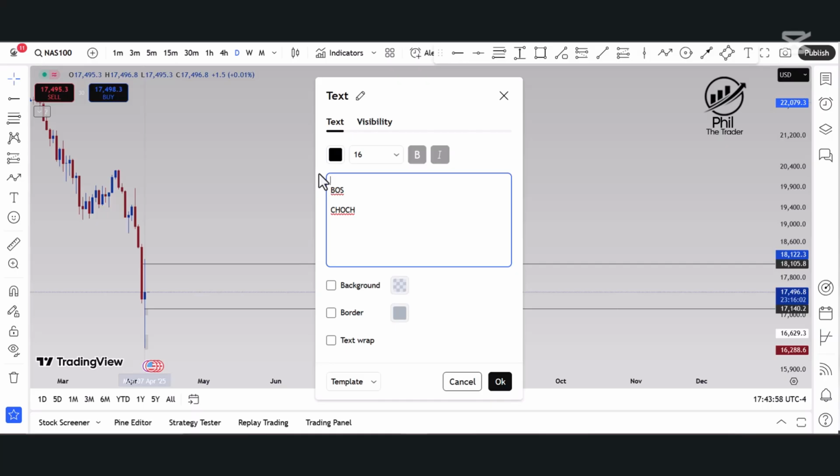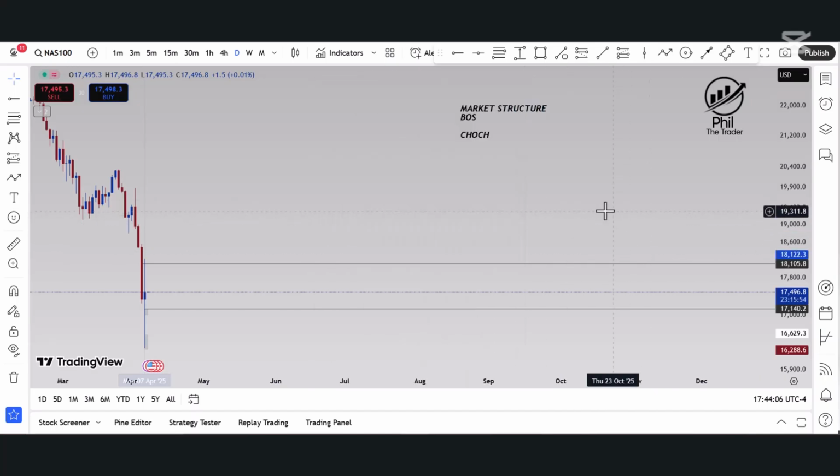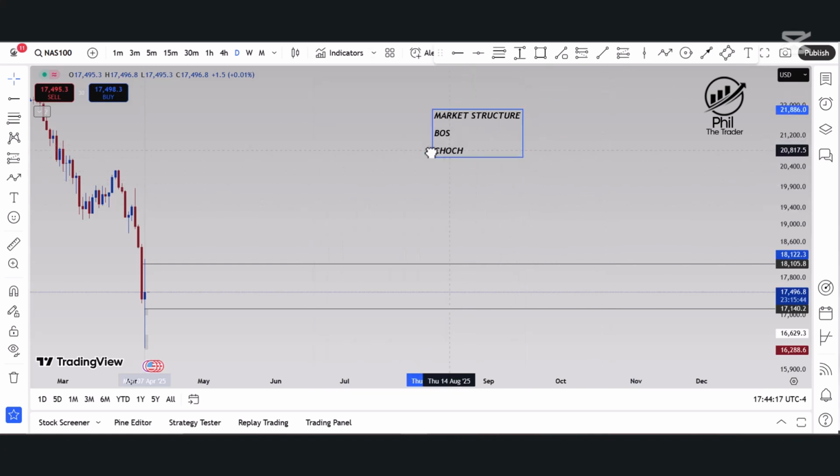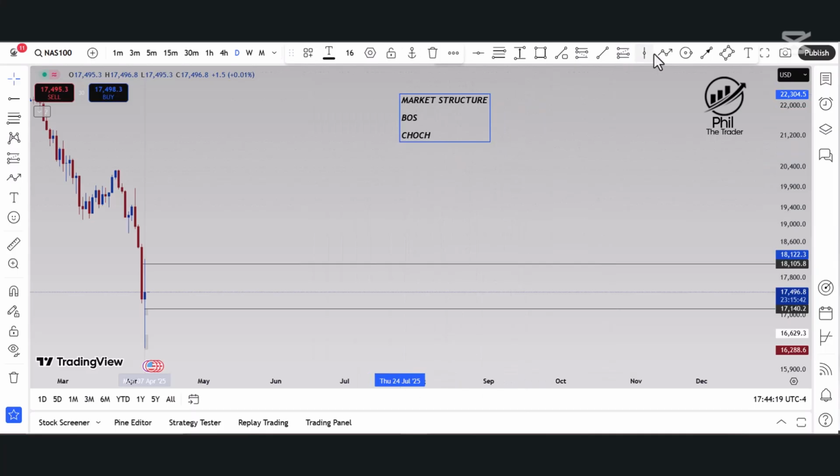So let me just make it very certain for you guys to see. So market structure, and under market structure we are having BOS, which is break of structure, and we are having change of character, right? So now let's dive into it. So I'm going to use one scenario, or I'm going to use all the two scenarios, and we are going to talk about the scenario I used in taking this particular trade, right?